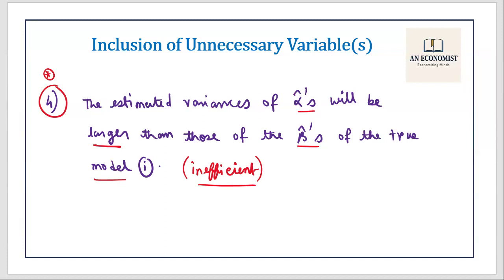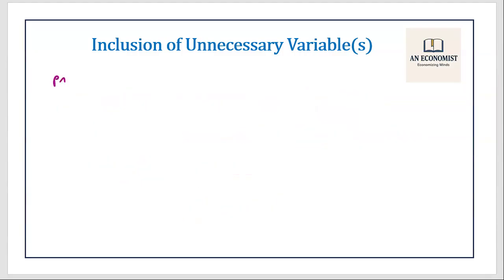This was not present in the omission case. In the omission case, the estimators were efficient as well, but here that is not the case. So basically, the variance of alpha caps will truly exceed the variance of beta caps. This we will also show. I hope this explanation is clear to you. Now let us go into proving the consequences. Let us do the proof.